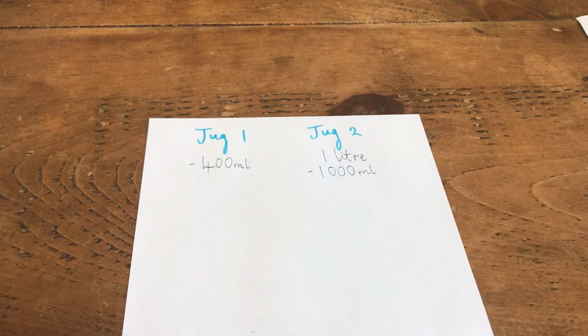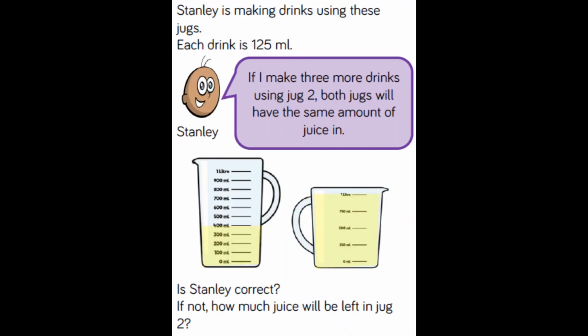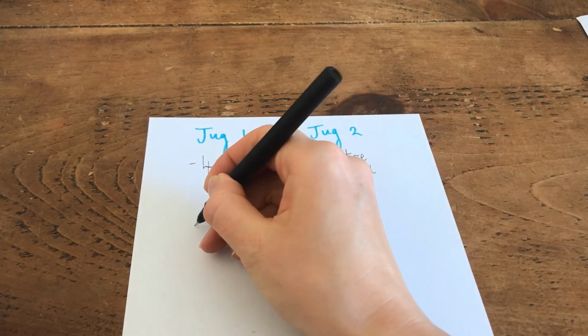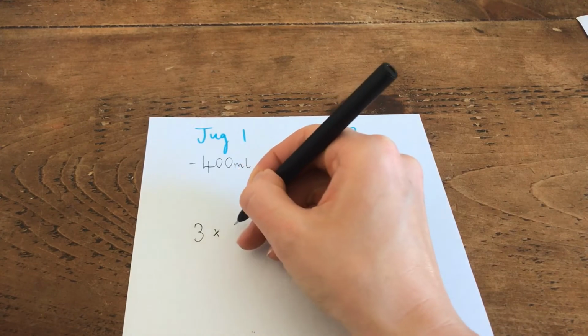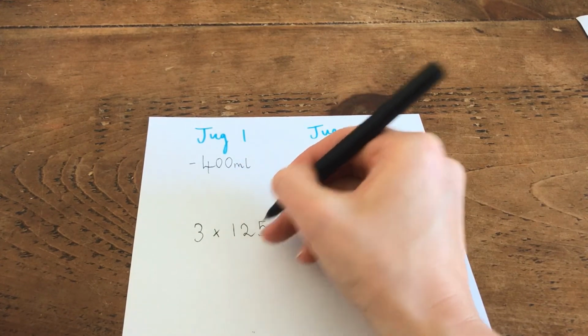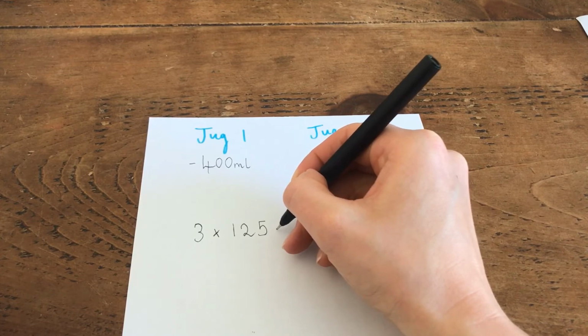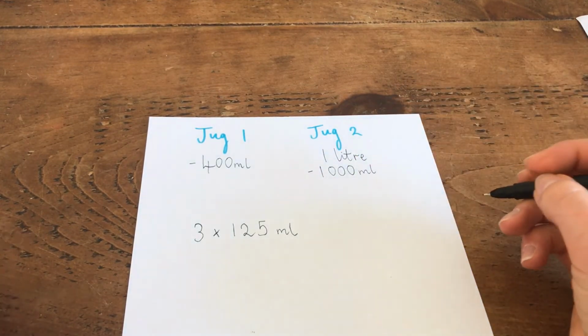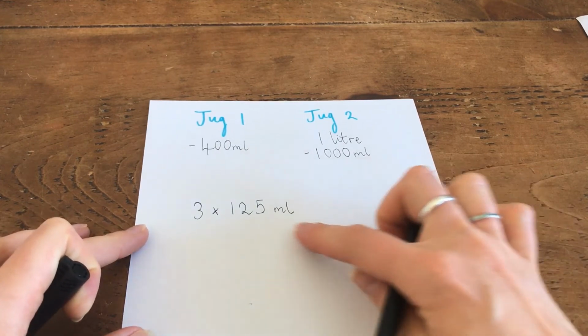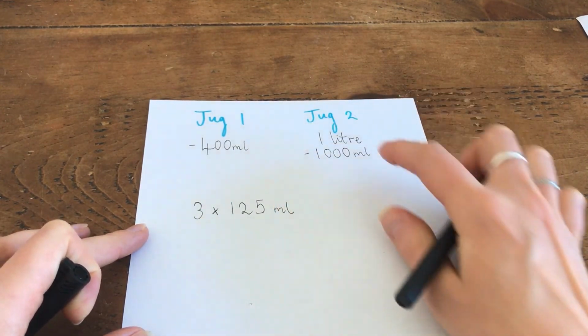Right, let's just have a quick flick back to the problem. So Stanley says if he makes 3 more drinks using jug 2, both jugs will have the same amount of juice in. Okay, so he's going to make 3 more drinks and each drink is 125 millilitres. So let's put that down on paper. 3 lots of 125 he's going to do. Okay, it's 3 lots of 125 millilitres. We're going to do 3 more drinks of 125. And then we're going to take that away from jug 2 and see where we're left.